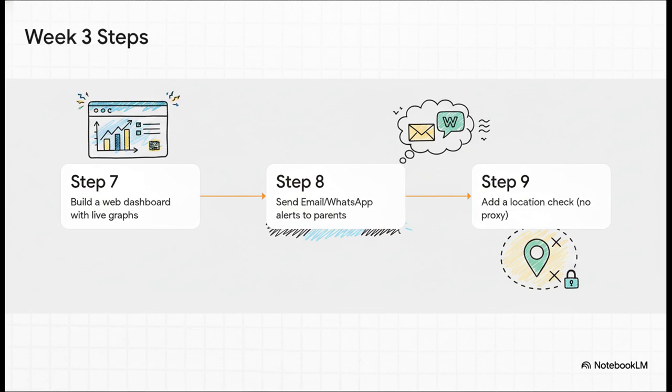And check this out, this shows some real-world thinking. Step 9 adds a location check. Why? To prevent someone from having their friend check in for them. This isn't just a basic tool, it's a smart, secure system.